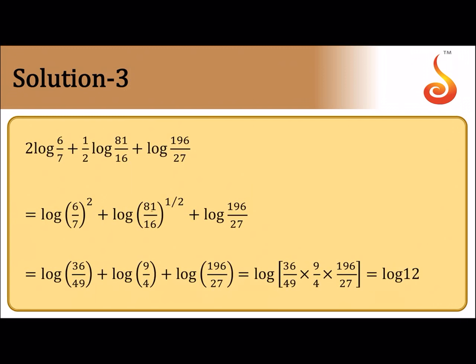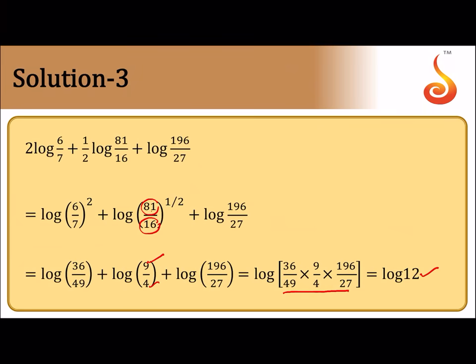See here. So log (6 by 7) whole square plus log (81 by 16) to the power 1 by 2 plus log (196 by 27). 6 square is 36, 7 square is 49, square root of 81 is 9, square root of 16 is 4.